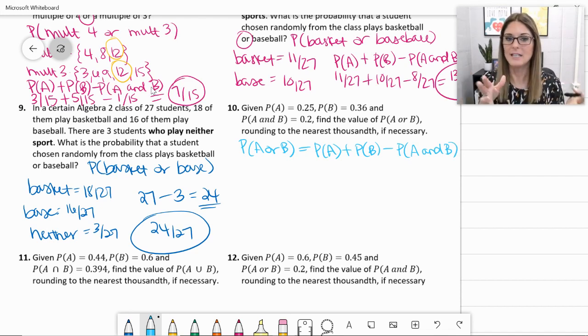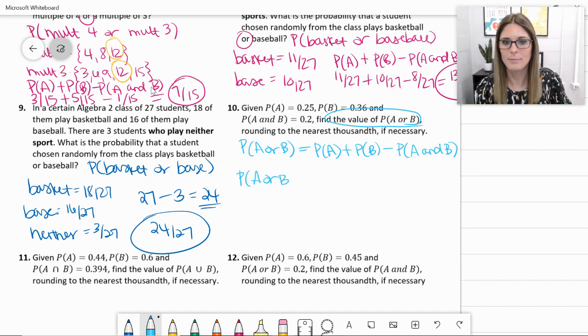And so we're going to take the information that they provided us. Sometimes they provide us too much information. You're not going to use every value, but we're going to find the value that they are requesting. On number 10, we are going to find the value of A or B. So that's what I've got here at the front.